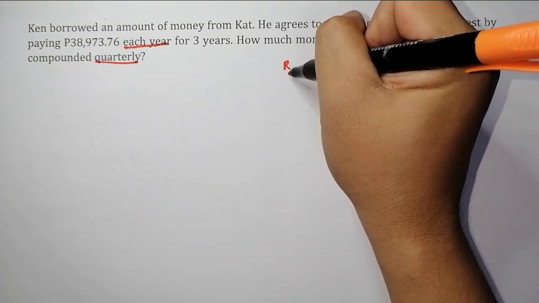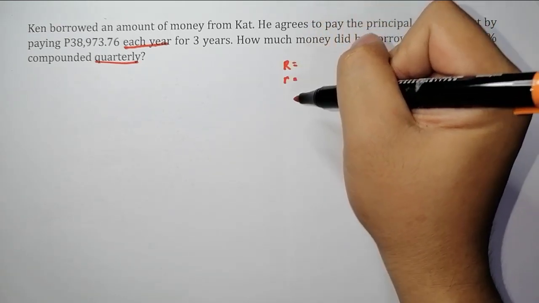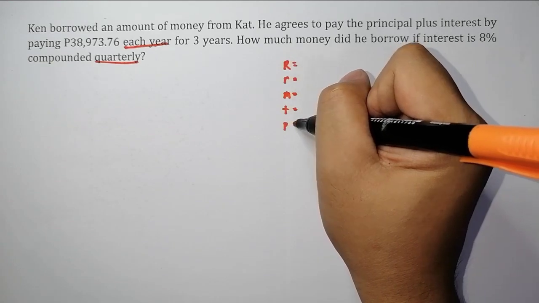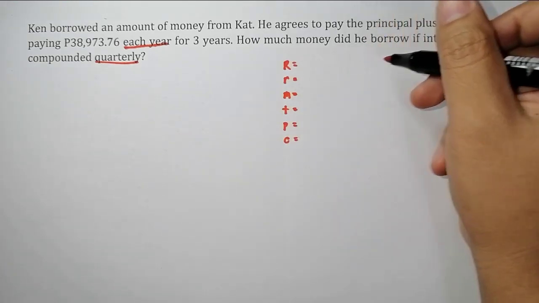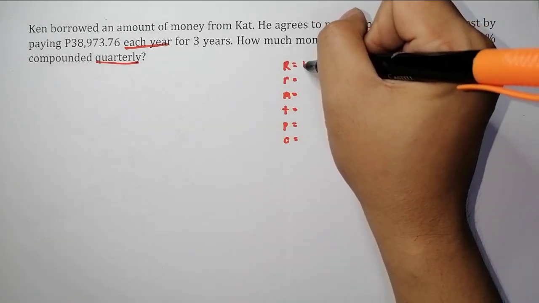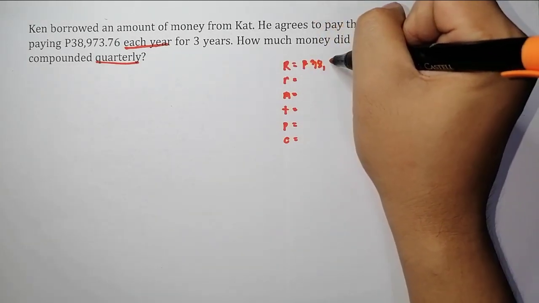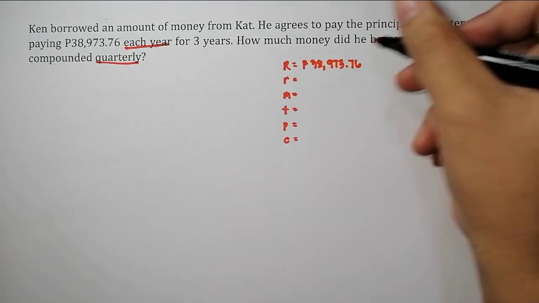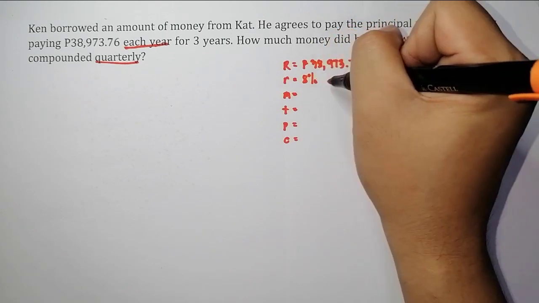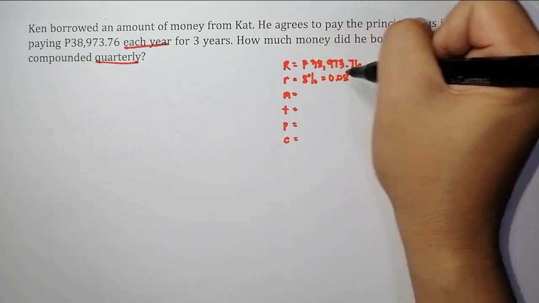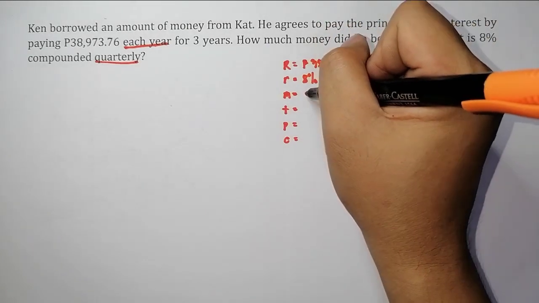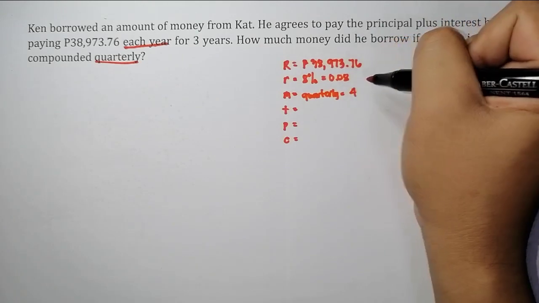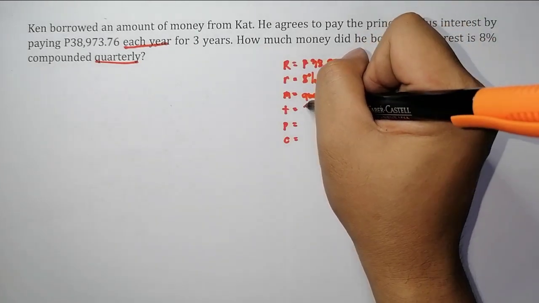We need a value of R. We need a value of M, T, P, and C. So for our R, yung ating periodic payment is 38,973.76 pesos. And then yung ating rate, we have 8%. So this is 0.08. Yung ating compounding period, this is quarterly. So meaning to say this is 4. And then yung ating time, we have 3 years.